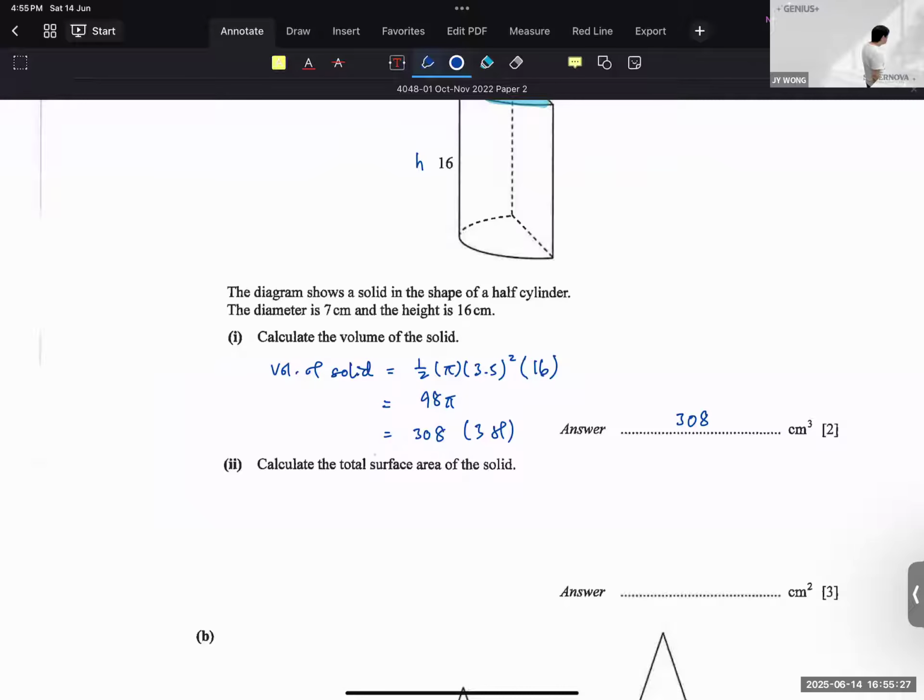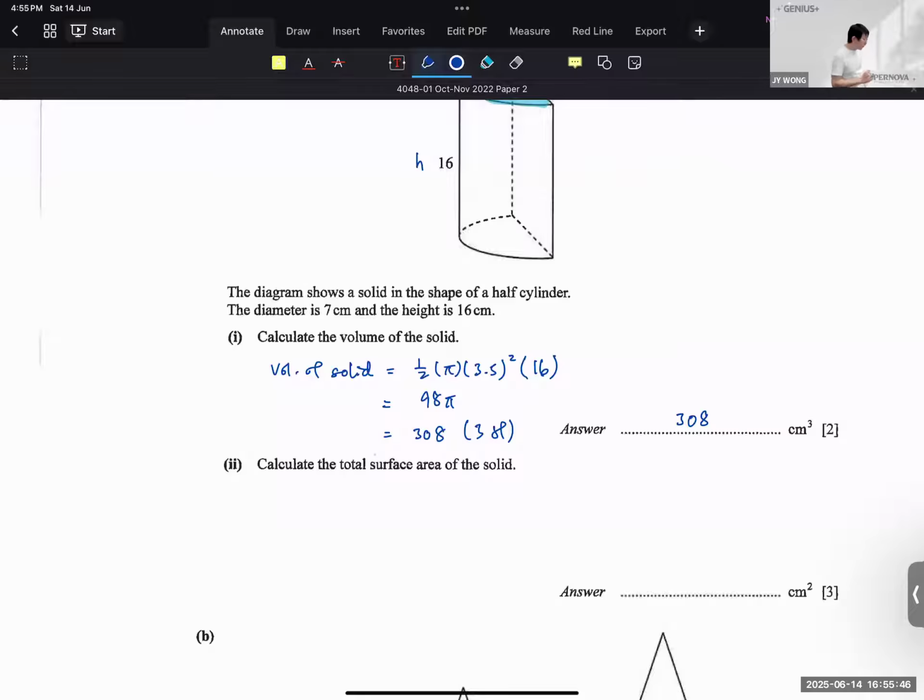You want to leave in pi, it's acceptable. All right, but normally we'll multiply out for EMAF. Having said that, if you need to use the volume later on, you should use back 98 pi. That's why I leave it in terms of pi, so that if I need the exact value later on, I can use the exact value.